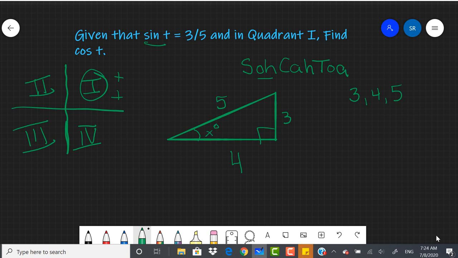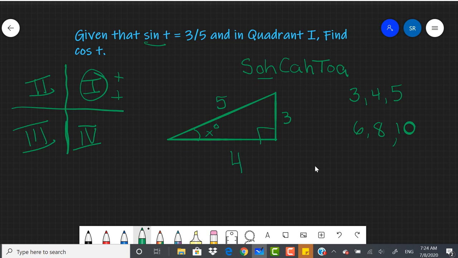We could also, if they gave us sine t of 6 over 10, then we know this middle part would just be 4 times 2, which is 8. So you can do multiples as well. Those also work for triples. So now we have a completed triangle.